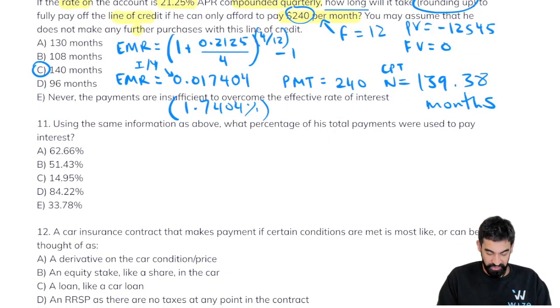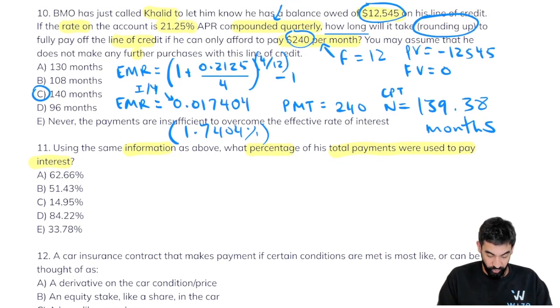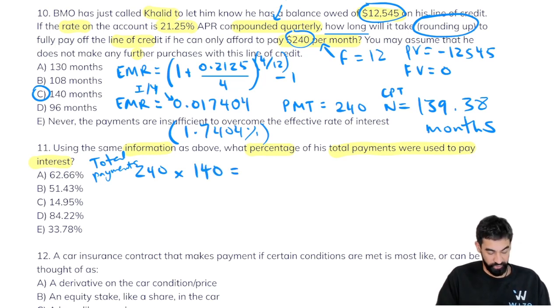Question 11, it says, using the same information as above, what percentage of his total payments were used to pay interest? So how can you figure out the amount of interest he's paying? Well, first figure out how much is he paying in total. He is paying $240 per month. So you could say his total payments are 240 times how many months? We just found in the previous question he's going to make 140 payments of $240. So that means his total payments is 240 times 140, which would be 33,600.